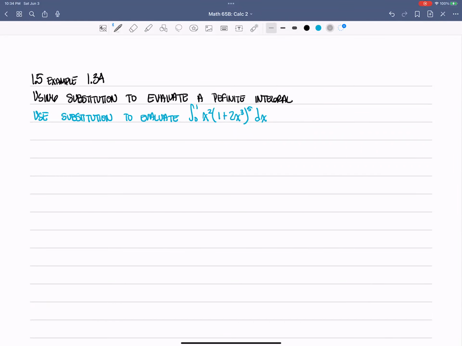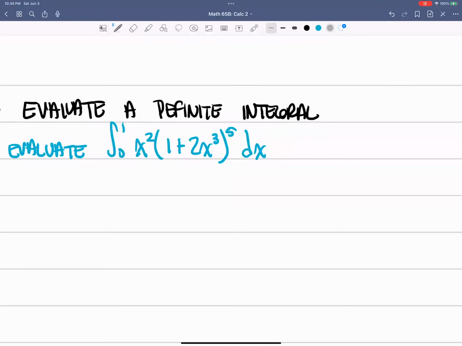Section 1.5, example 34, using substitution to evaluate a definite integral. So use the substitution to evaluate. This time we're not just looking for a function, we're actually looking for a value. Integrating in a similar manner to what we've done before, but adding our substitution part back in here. We have x squared times (1 plus 2x cubed) to the power of 5 dx.